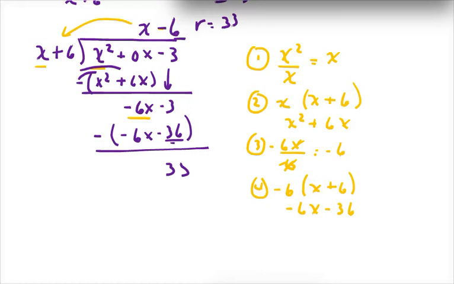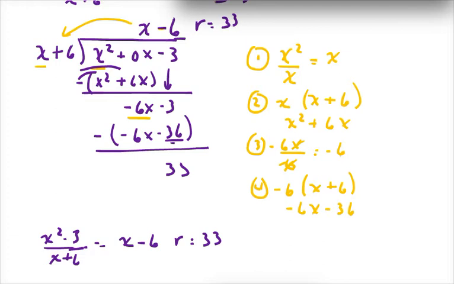So the answer here is x squared minus 3 divided by x plus 6. Oops, I'm sorry, minus 3. Minus 3 is equal to x minus 6 with a remainder equal to 33.